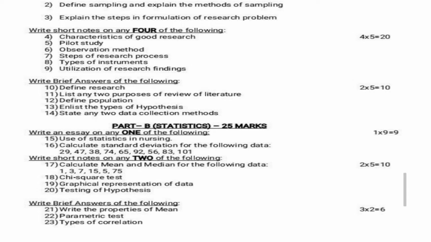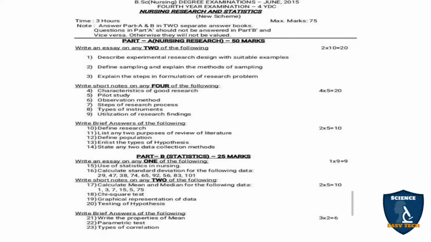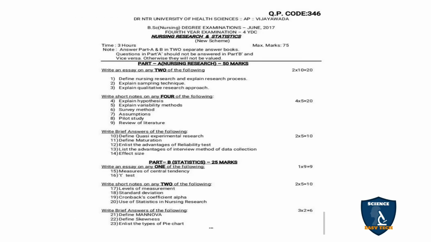Next, moving on to brief answers. 21st question, write the properties of mean. 22nd question, parametric test. 23rd question, types of correlation. So this is June 2015 question paper. Next is June 2017 question paper.